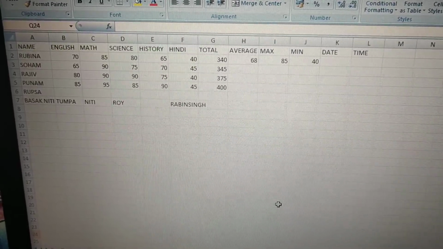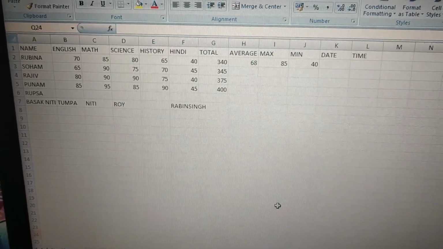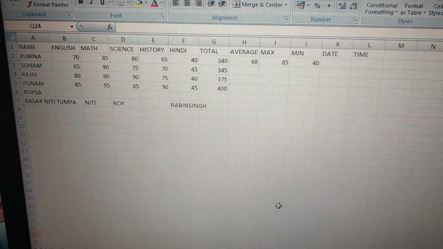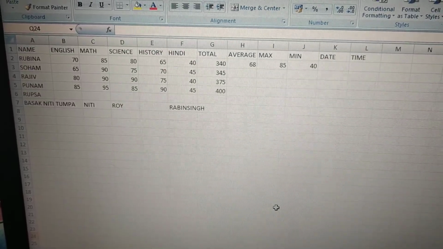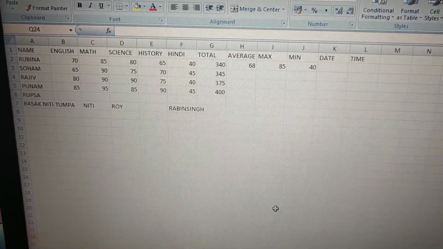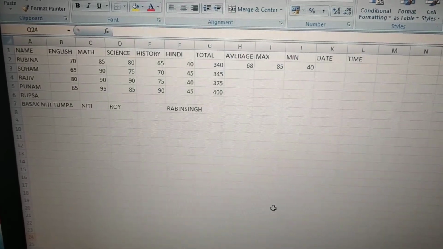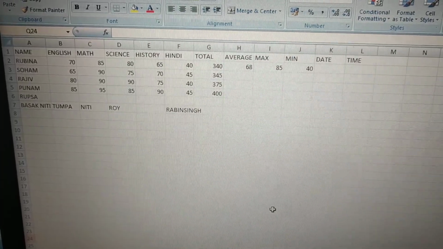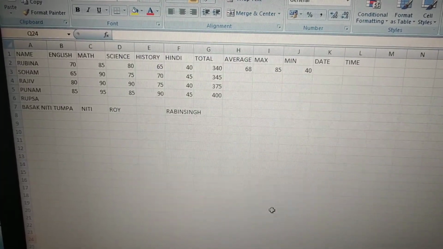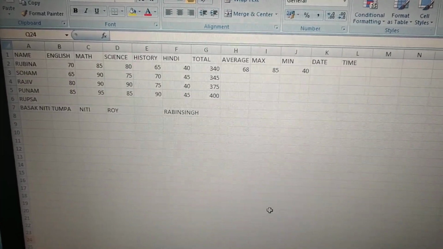Suppose the marks of Rajiv in science is 90. So the address of that cell is D3. So the cell reference of that cell is D3. The marks of Rajiv in science is in the D3 cell. So this is known as cell reference, the address of that particular cell.